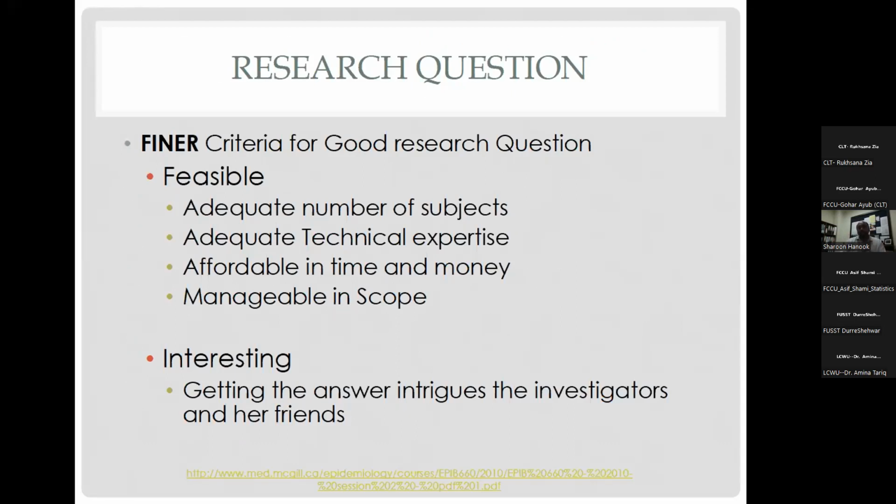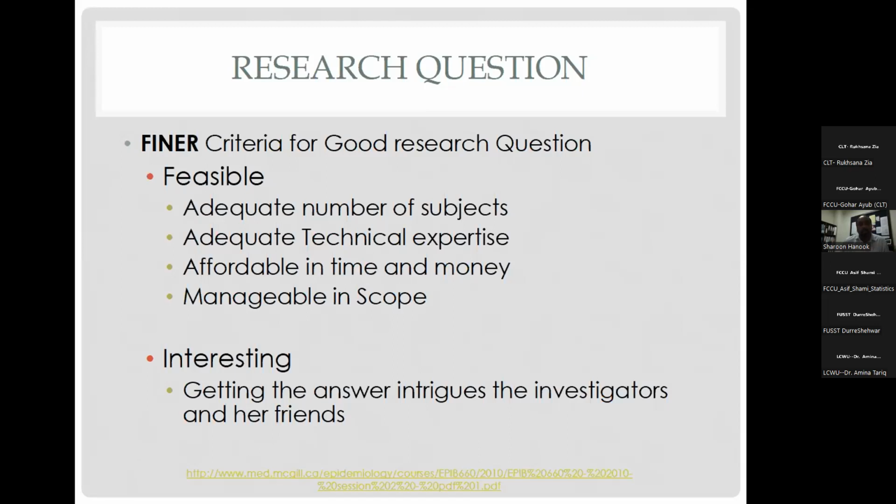You have an adequate number of subjects out there. You have adequate technical expertise. It is affordable in time and money, and it's manageable in scope. The problem that we often face, and this is a real example that I have come across, is that in Pakistan, in our universities, not all universities have all the resources required to carry out a specific task, let's say in biomedical engineering or biomedical sciences. So before you start the research and lay out your research question, you should really think about it.